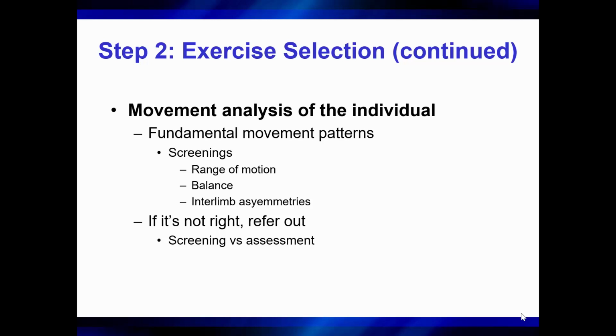So this is why I always say, if it's not right, refer out. We're doing a quick screening. We want to make sure whether the athlete can participate in your program or not, or if they've got anything that's huge and glaring. And if whatever you do to try and fix something doesn't work within a couple of weeks, either try something new or refer out.